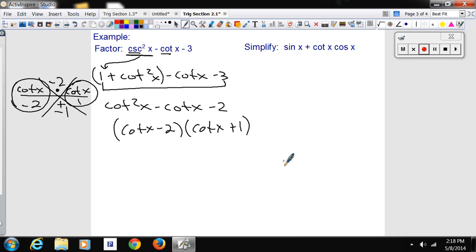Okay, there's just 2 left. This one right here I'm going to bring down as a sine over 1. Everybody okay with that? I can just put a 1 under it, right? It makes it a fraction. I'm going to take this cotangent and bring it down as cosine over sine. I'll put in the x's later.